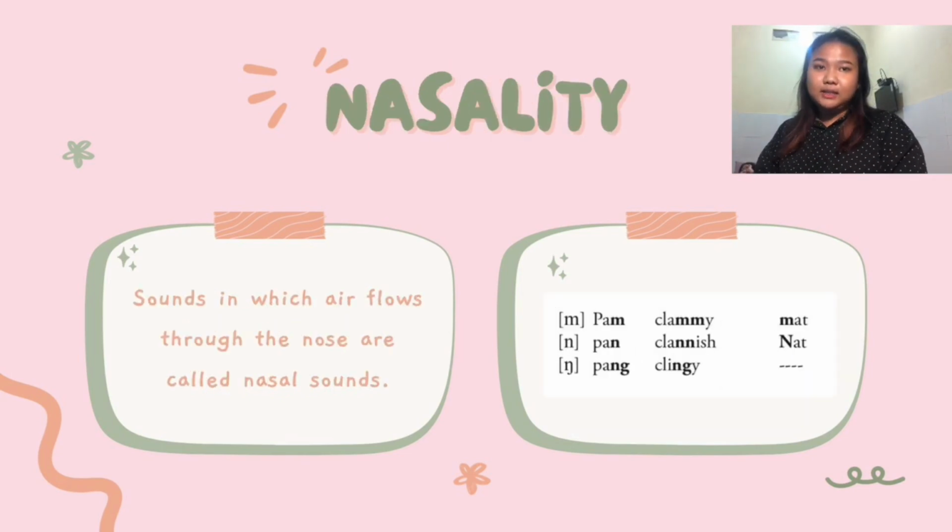So the second one is nasality. Nasal sounds are sounds in which air flows through the nose, and you can experience it by making the sound in the word pen and continuing it for some seconds. Try to pinch your nose and observe what happens next, and it should stop immediately, and that shows that air was flowing through your nose as you produce the sound. There are 3 nasal sounds in English that I will give to you in this PPT.